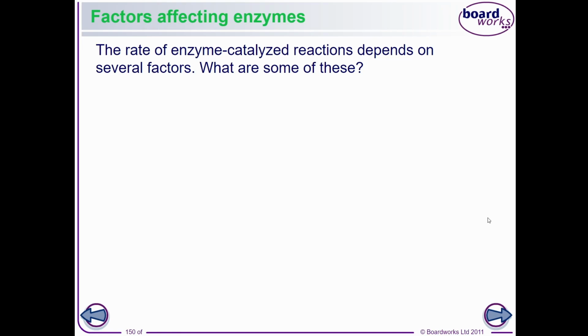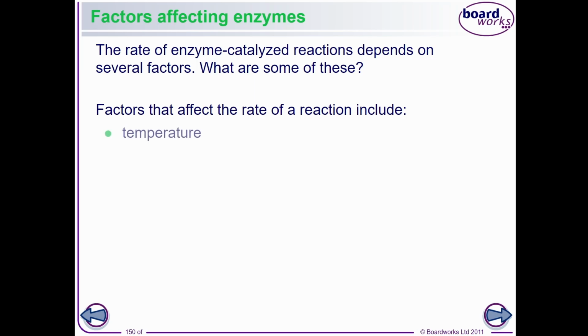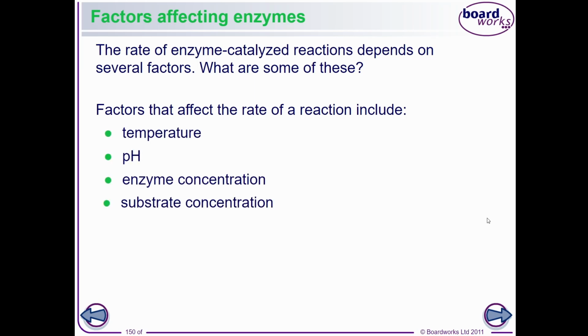And the rate of enzyme catalyzed reactions can depend on a couple of things. I mentioned that enzymes are picky about pH and temperature and the amount of substrate and the amount of enzyme present. So these are all factors that affect the rate of a reaction: temperature, pH, enzyme concentration, and substrate concentration. We need enough enzyme and substrate. If you're out of substrate, the enzyme may be there, but there is nothing for it to bind to.